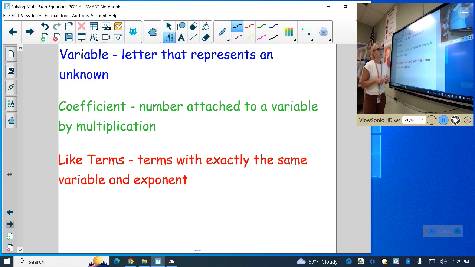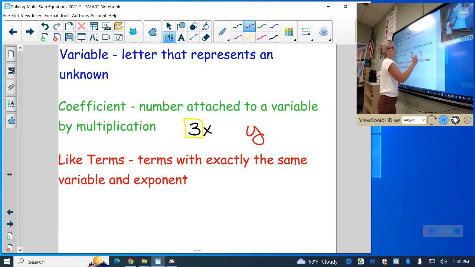A variable is a letter that represents an unknown. A coefficient is a number attached to a variable by multiplication. So, for example, in 3x, the coefficient in this case is the number 3. If we have just a y, the coefficient is the invisible 1, because 1 times y is just y.